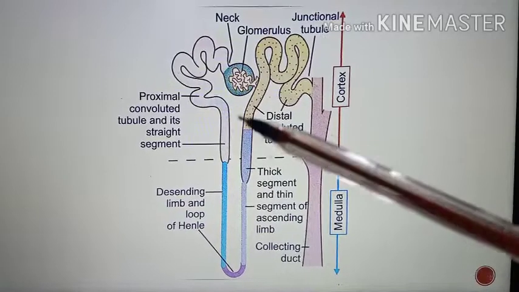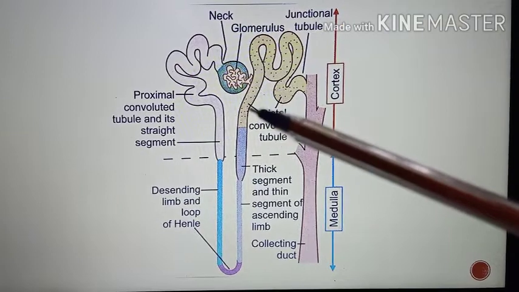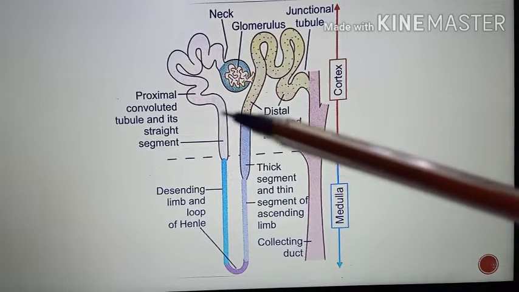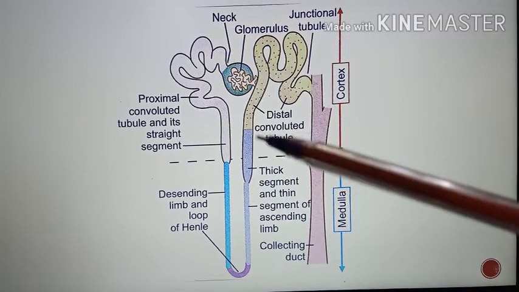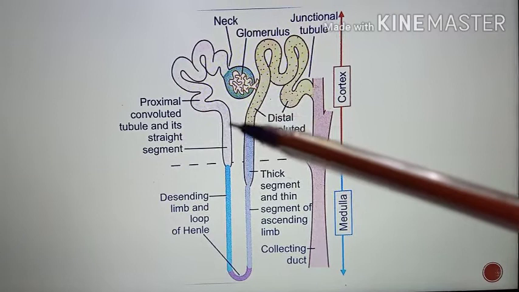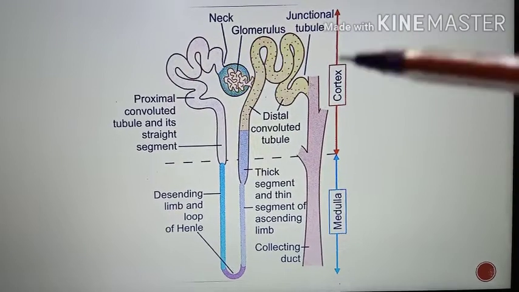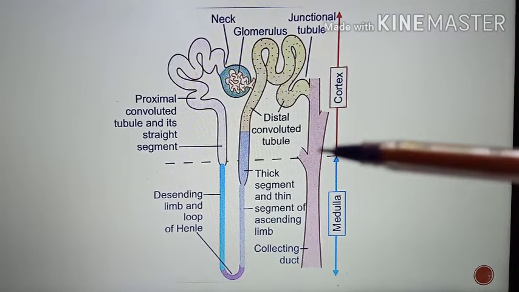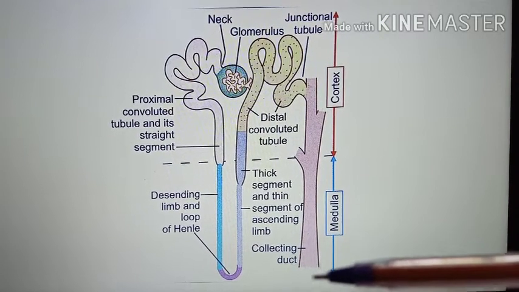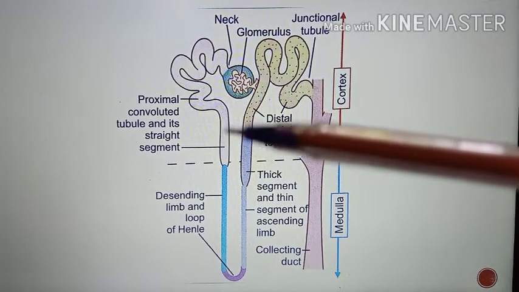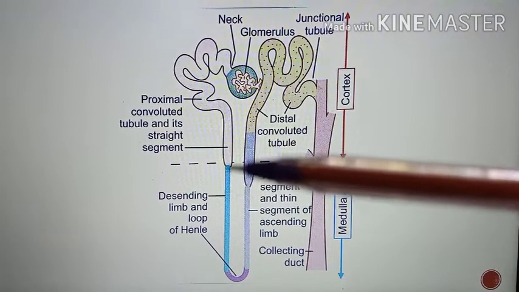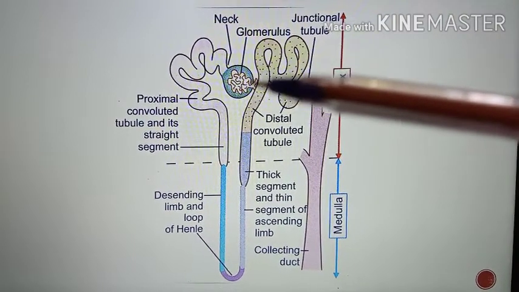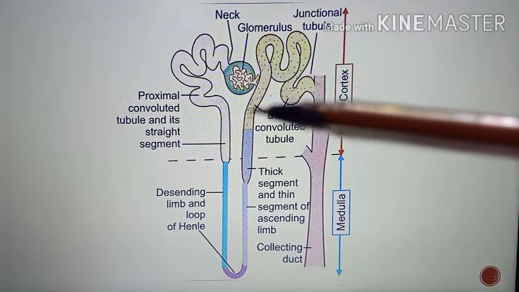In this diagram, coming to the loop of Henle, this entire thing forms the loop of Henle. It is a U-shaped tube which arises from the proximal convoluted tubule. When you see the section, outermost is the cortex and inner is the medulla. From the proximal convoluted tubule, it descends into the medulla and then returns back to the cortex and ends in the distal convoluted tubule.